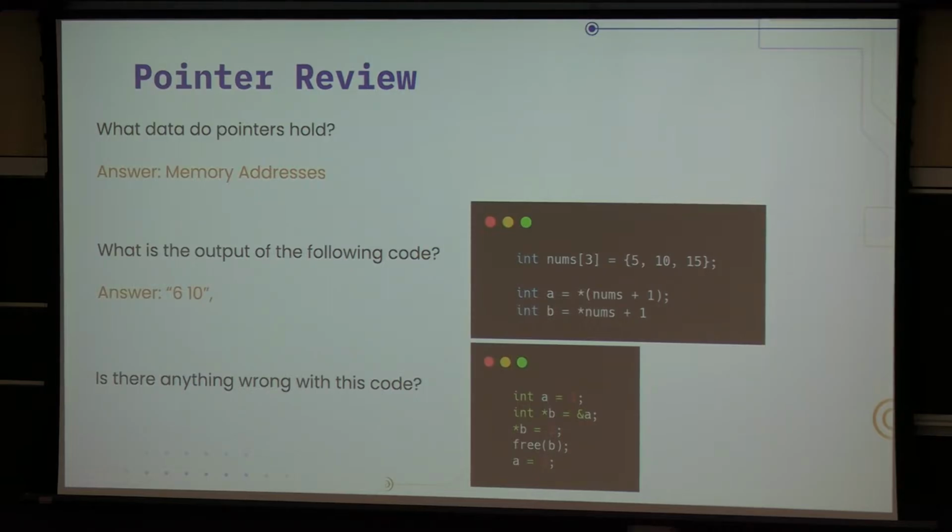Yeah? We freed the location that B is pointing to, but then we assigned it to another value, which doesn't work. So that's exactly right. So typically what we're doing with pointers is that we are allocating our own memory. But everything up to that last line is actually allowed.